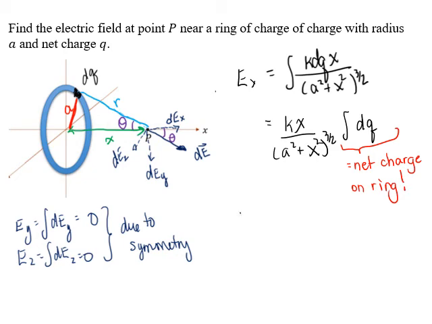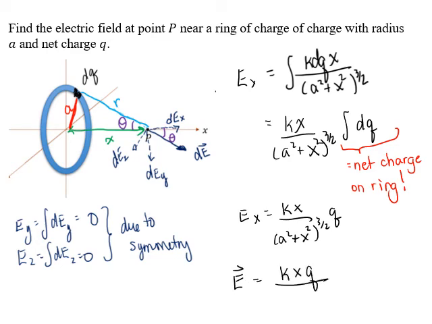So that means that our x component now is k times x over (a squared plus x squared) to the 3/2 times the net charge q. There's our x component of electric field. To find the total electric field, now we just have to write it as a vector. Which means we have to write it with an i hat for the x direction. So there's the electric field due to a ring of charge.